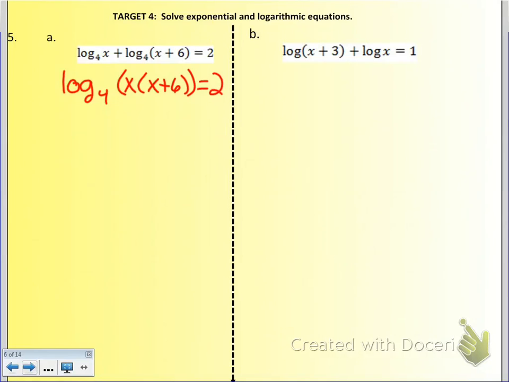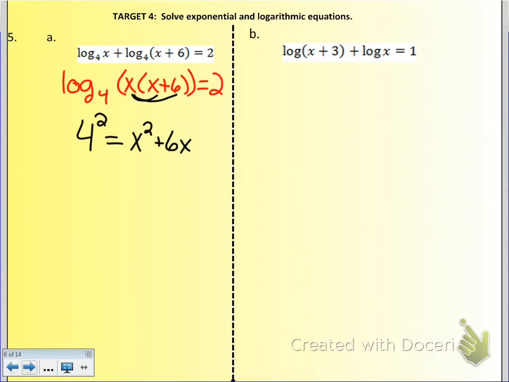And that's the step a lot of us forgot in class today when we're doing this, because you forgot to then deal with the 4 in the problem. So, I would do this step first so you don't forget that step. Okay, now we're going to write it into exponential form. So we have 4 squared equals, I'm going to go ahead and distribute out this x, so we end up with x squared plus 6x.